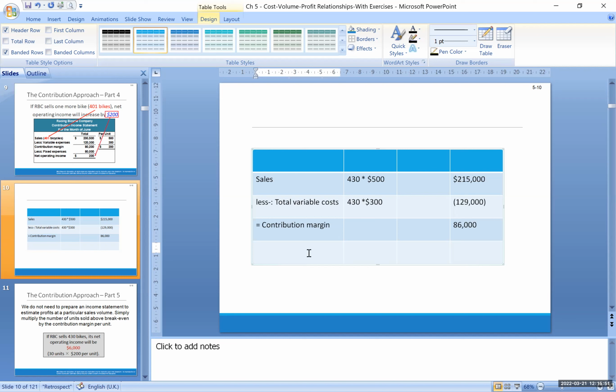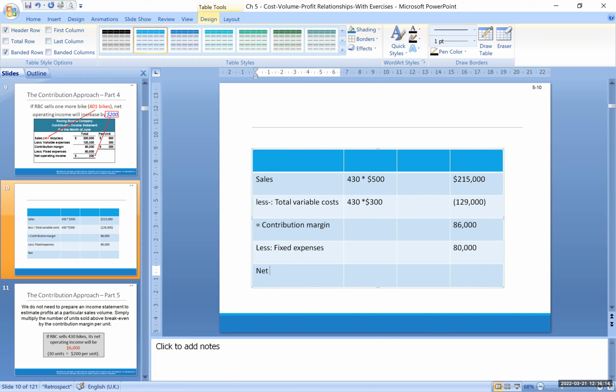Now I will deduct the total fixed expenses, which is given in the question as $80,000, and would not change because of the relevant range. So the net operating income will be 86 minus 80, and this equals $6,000. So this proves the previous number.